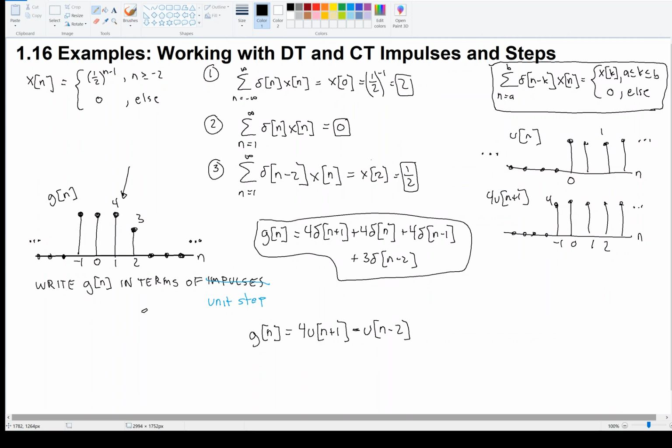So let's think about what that would look like. U of n minus 2 would be like this. This is 1, and this is 2 here. So if I subtract u of n minus 2 from 4u of n plus 1, then I would have 4, 4, 4, and then at 2 I would have 4 minus 1 is 3. And then I would have 3's from here on out, you see.